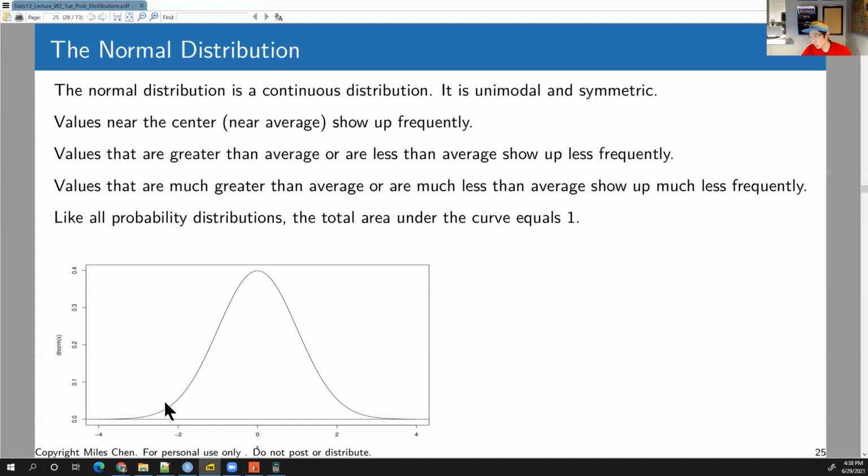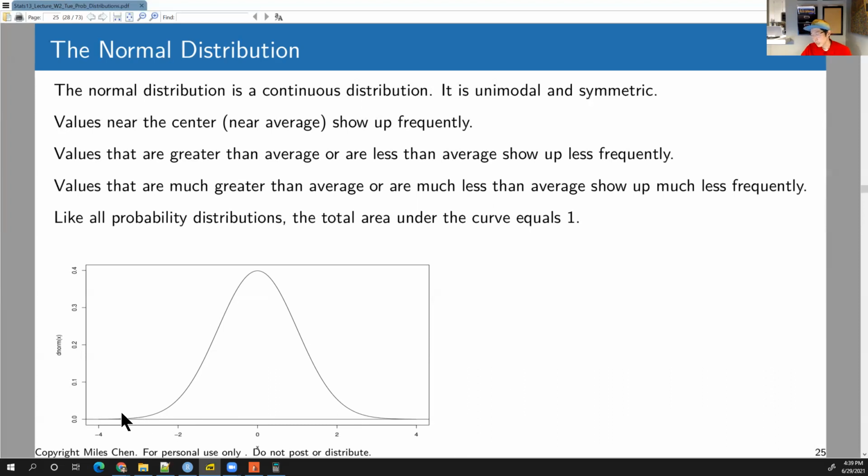And overall, the distribution is unimodal and symmetric. It is centered at the mean, and the most common values are at the mean. That's represented by this graph where the line is tallest in the center, at the mean, and far away from the center the line gets lower and closer to 0. So values near the center, or values near average, show up frequently. Values that are greater than average show up less frequently, and values less than average also show up less frequently. And as you get much greater than average or much lower than average, those show up much less frequently.